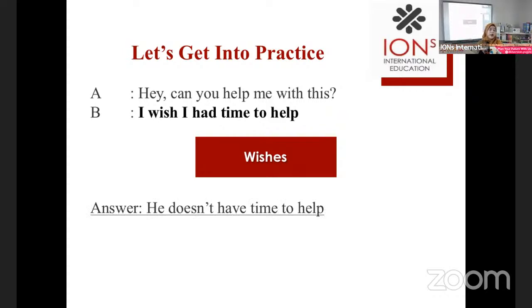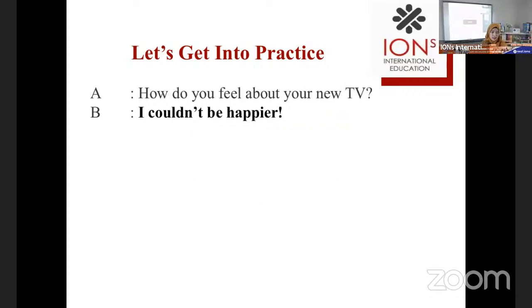Kan dia, I wish, aku berharap, right? I wish I had time to help, but in reality, ternyata sebenarnya dia itu doesn't have time to help. So it means that he doesn't have time to help. Begitu ya teman-teman. Jadi kita harus tangkap idenya, bukan sentence-nya. Diingat-ingat. Okay, right. And then the next, how do you feel about your new TV? I couldn't be happier.